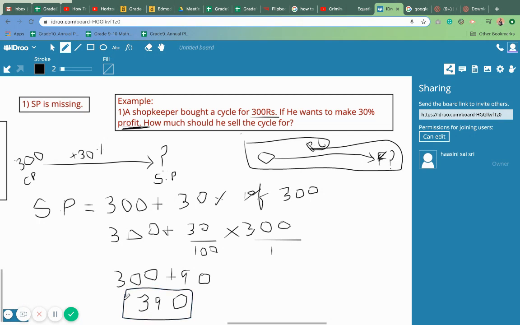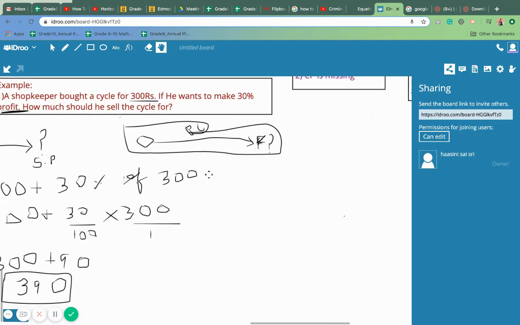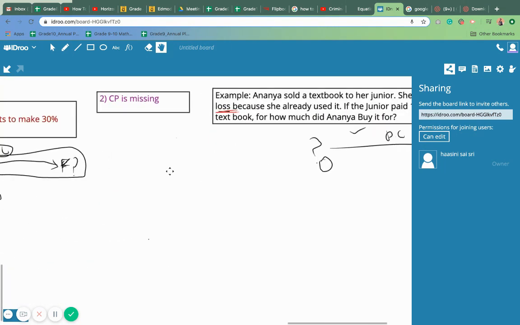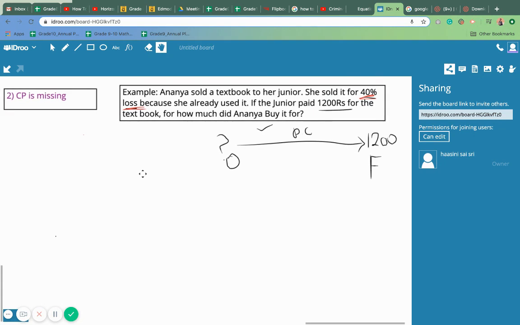Let's look at the next scenario. In the next scenario, we are going to look at where the cost price is missing. Now let's look at this example. Ananya sold a textbook to her junior. She sold it for 40% loss because she already used it. If the junior paid 1200 rupees for the textbook, how much did Ananya buy it for?